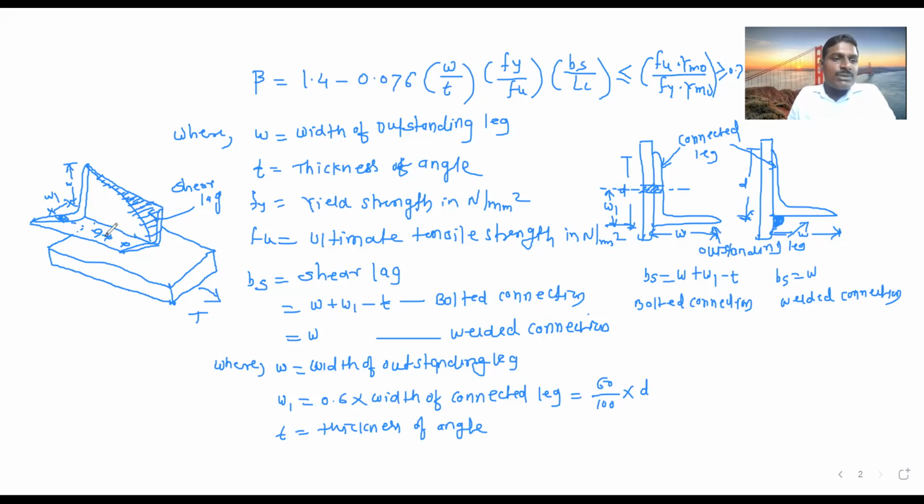That load transferred from one bolt to another, from the first bolt to the last bolt, is not uniform. So whatever load or additional load is transferred on this particular outstanding leg, that is nothing but the shear lag. The not uniform transfer of load from first bolt to last bolt is nothing but the shear lag.